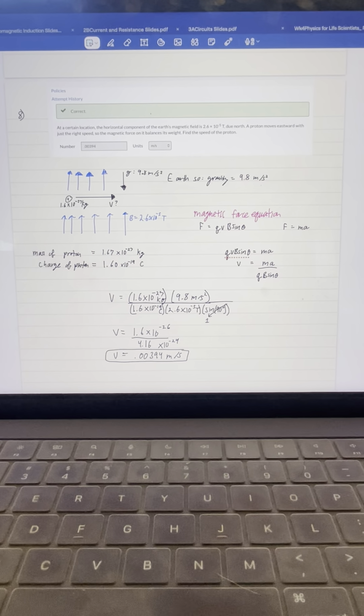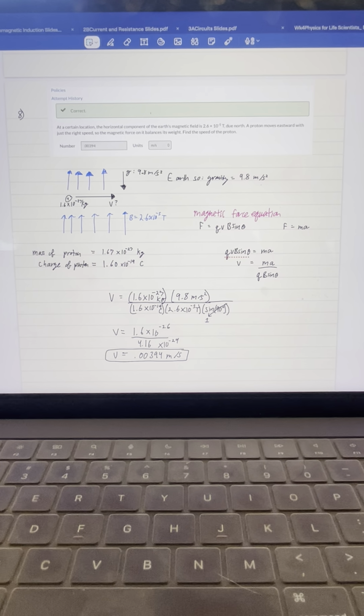Hello, for my second problem of week 4A, I chose problem number 8, and it says at a certain location, the horizontal component of the Earth's magnetic field is 2.6 times 10 to the negative 5 T, which is Tesla, due north. A proton moves eastward with just the right speed so that the magnetic force on it balances its weight. Find the speed of the proton.